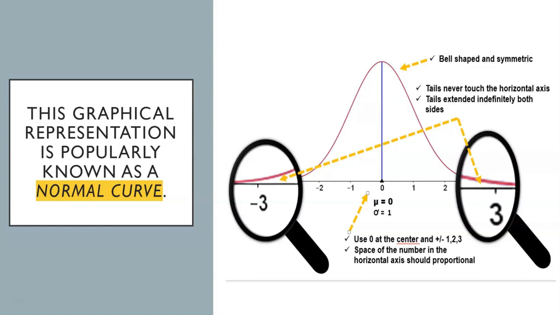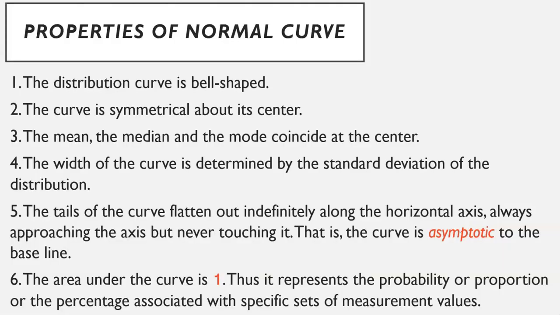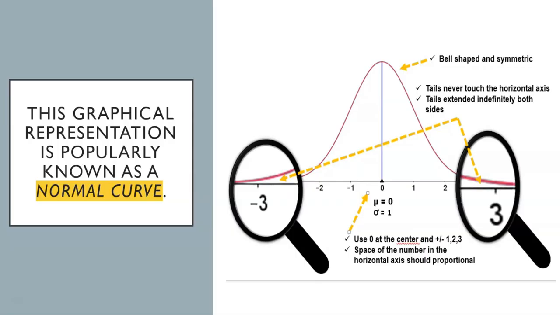This is the graphical representation of a normal probability distribution and is popularly known as the normal curve. This will help us describe our data from a population and make inferences about it. Now let's go to the properties of a normal curve. Number 1, the distribution curve is bell-shaped. So looking at the graph, it is of the shape of a bell.